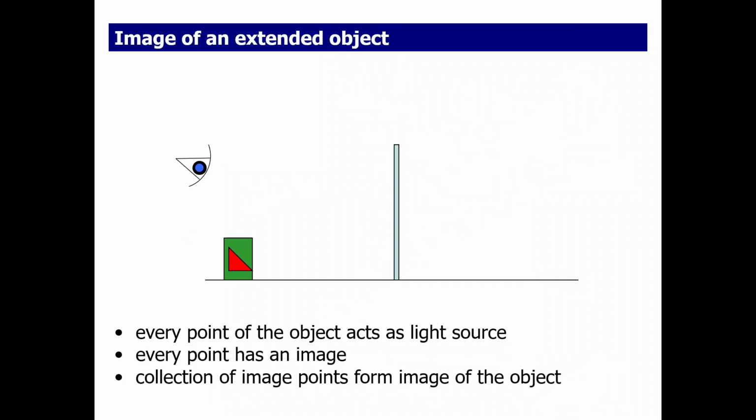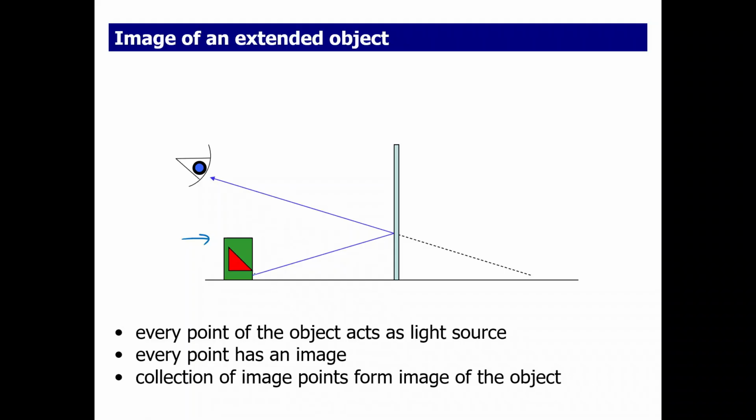Now, most of our objects are not points in space emanating light. They're made of a whole bunch of basically reflections of light. So if we've got this little green rectangle here with this red triangle in there, every point on this object acts as a light source because light is bouncing off of this object. So every point of this object is making its own image in the mirror. And when you look at all of those images that are created by every single point on the object, that is the overall image that we're seeing.